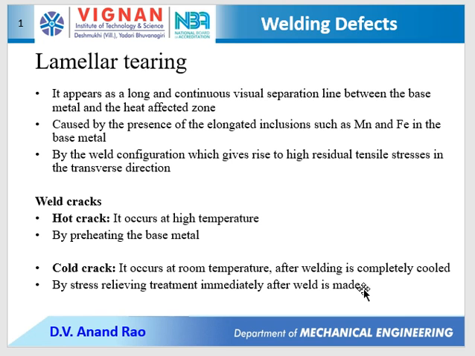Next one is laminar tearing. It appears as a long and continuous visual separation line between base metal and the heat affected zone, caused by the presence of elongated inclusions such as manganese and iron in the base metal. The weld configuration, which gives rise to high residual tensile stresses in the transverse direction, also causes laminar tearing.